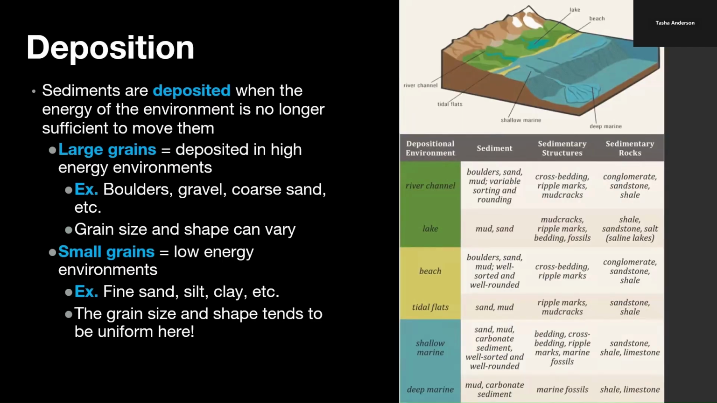Sediments settle when energy in the environment drops. Larger grains like gravel settle in high-energy settings, while fine grains like clay settle in low-energy environments. Grain size and shape help us interpret these conditions, and it's important to remember that even large grains can be rounded. After deposition, erosion can still continue to wear down the grains, rounding off their edges over time.